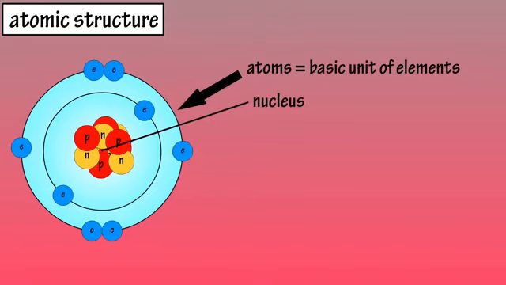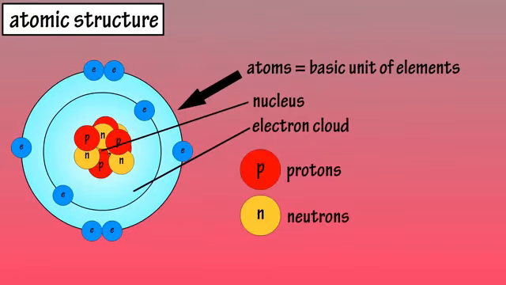Atoms are the basic unit of chemical elements. They contain subatomic particles in their nucleus and in the electron cloud that surrounds the nucleus. The three particles are protons, electrons, and neutrons. These subatomic particles include protons and neutrons, which are located in the nucleus, and electrons, which are located in the cloud or field that surrounds the nucleus.